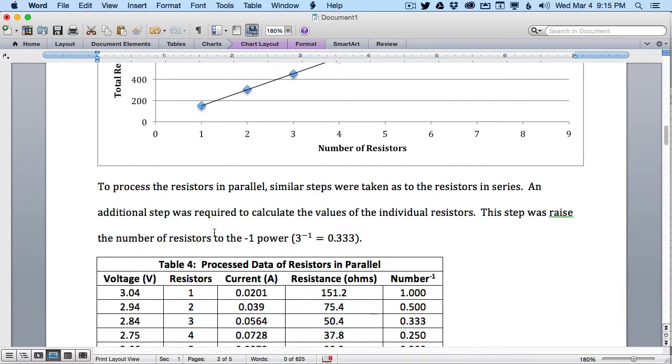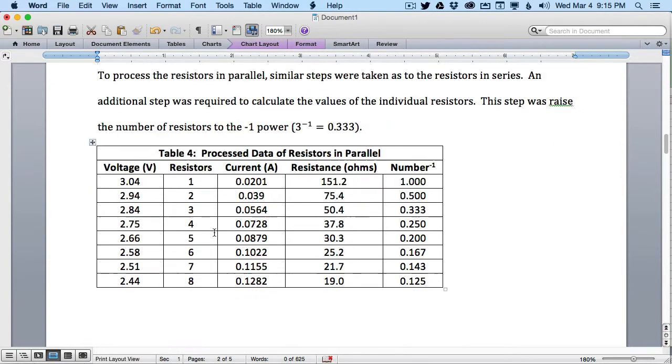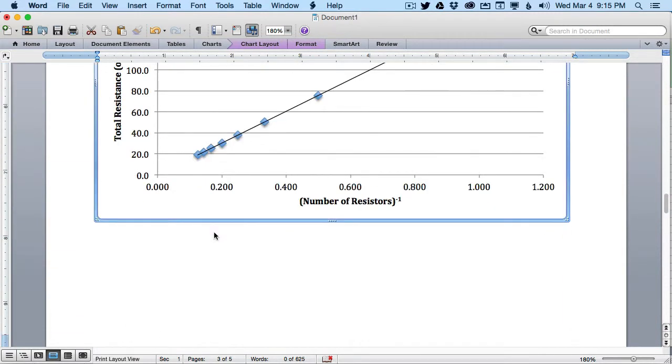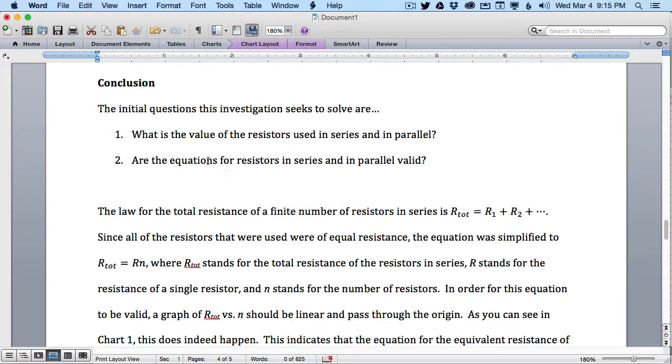You never want to submit an Excel document and a Word document. Go ahead and put it all together and make it look nice. I go below here to conclusion. Now the conclusion is one of the tougher parts for students because they're good at drawing a conclusion, but they don't describe why they get that conclusion.